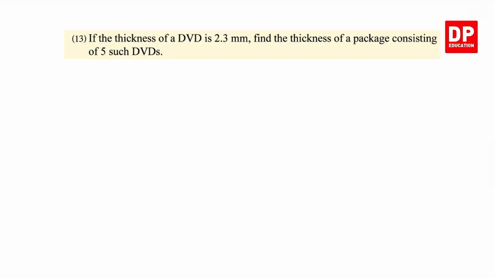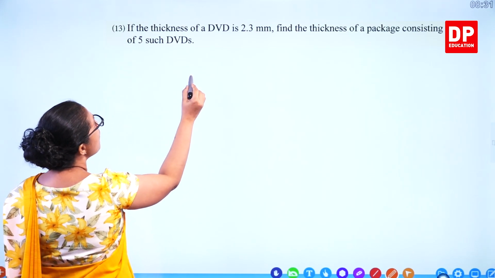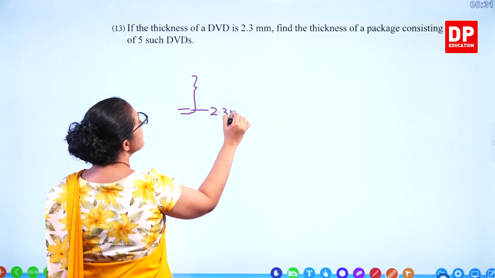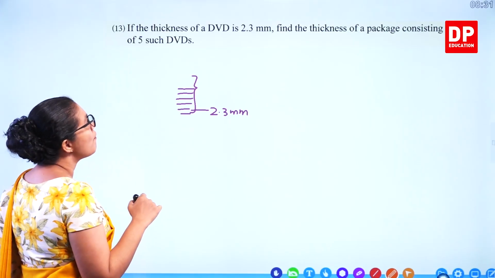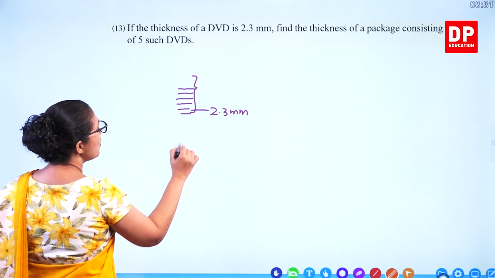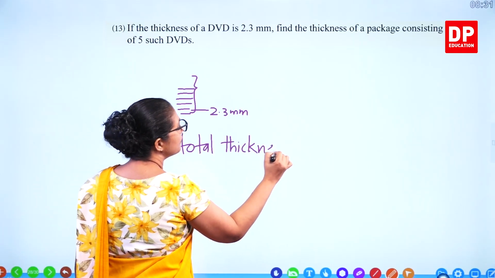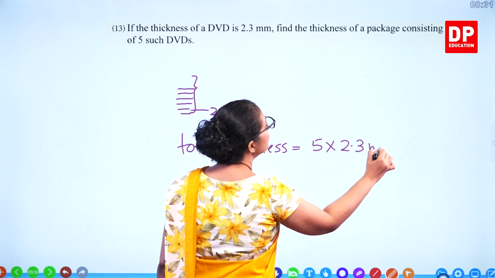If the thickness of a DVD is 2.3 millimeters, find the thickness of a package consisting of 5 such DVDs. So when you stack all DVDs in one, you get 5 DVDs, each one 2.3 millimeters. So what's the total thickness? So you get 5 of that. So total thickness is 5 times 2.3 millimeters.